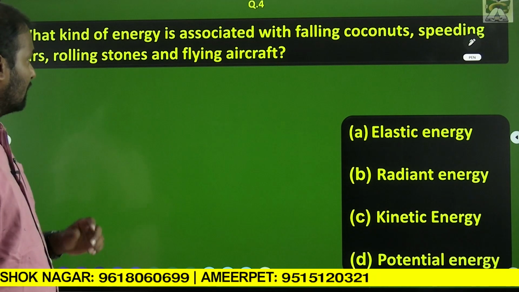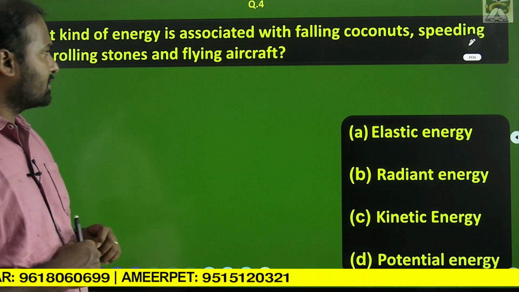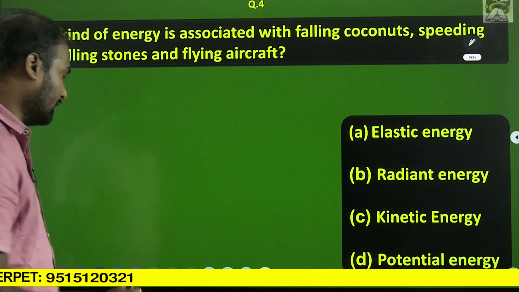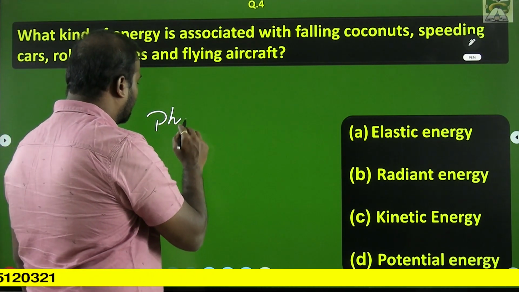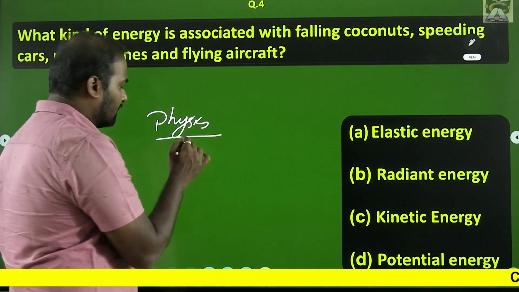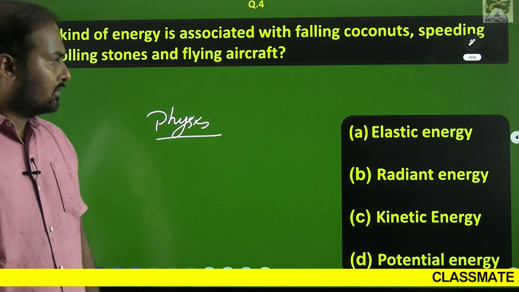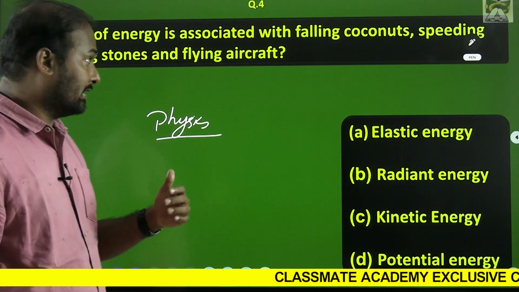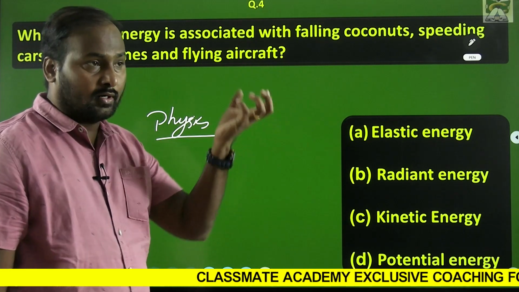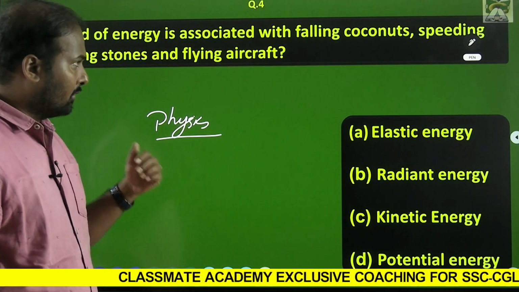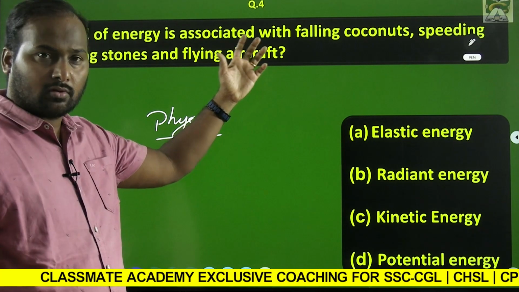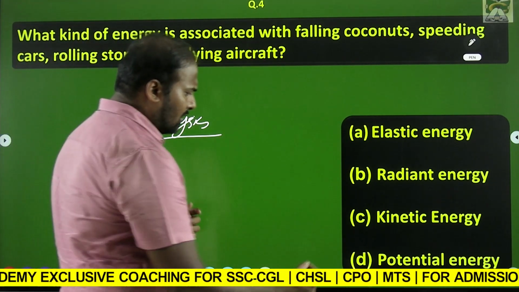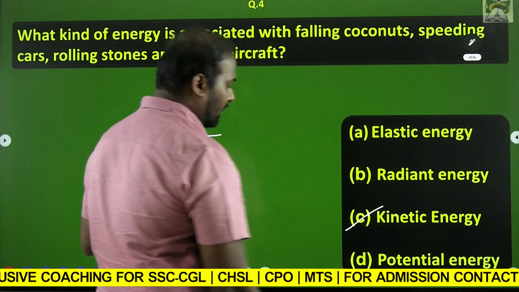Okay. Next one. What kind of energy is associated with falling coconut, speeding cars, rolling stones, and flying aircrafts? Again, this is from science, particularly from physics. In physics, you have a topic called energy. You people know that the energy possessed by virtue of its motion is called kinetic energy. In this case, a falling coconut is obviously kinetic energy because the energy possessed by objects by virtue of their motion is called kinetic energy. Again, speeding cars, rolling stones, and flying aircrafts. Obviously, your answer is kinetic energy.